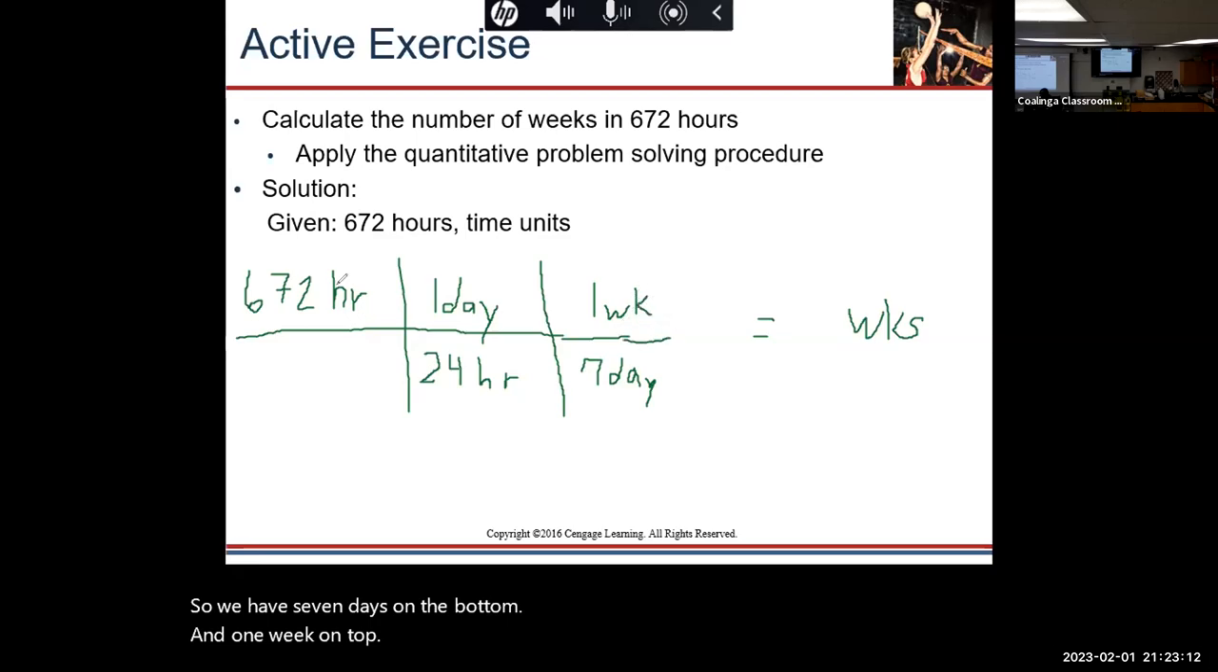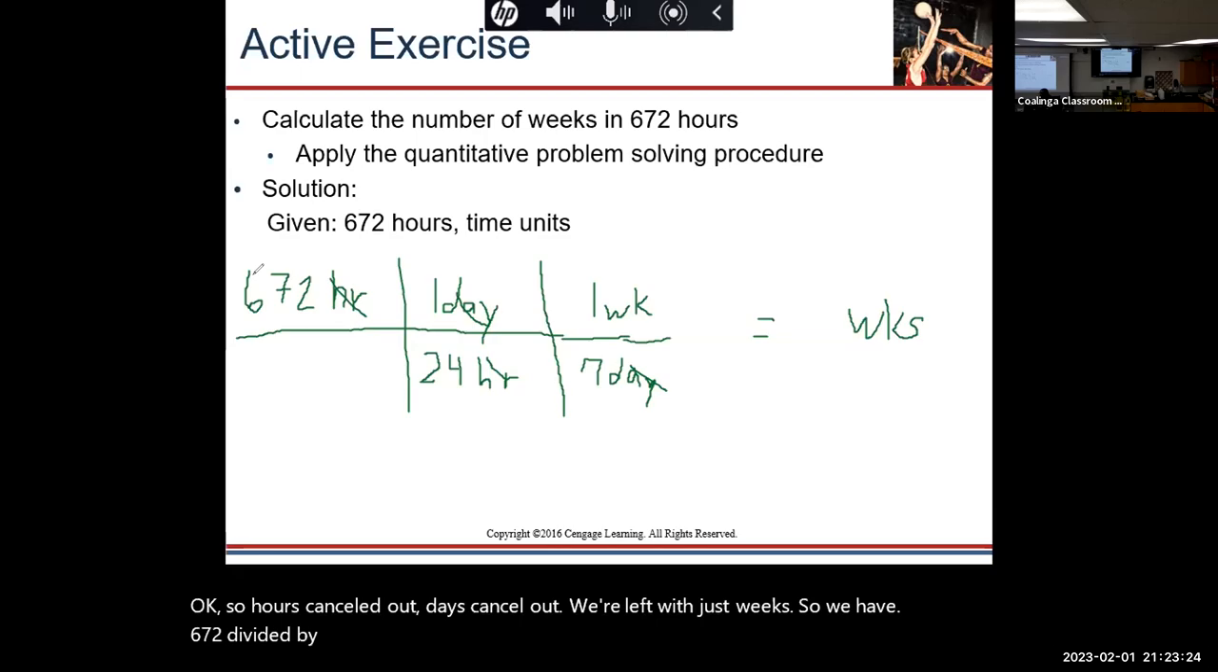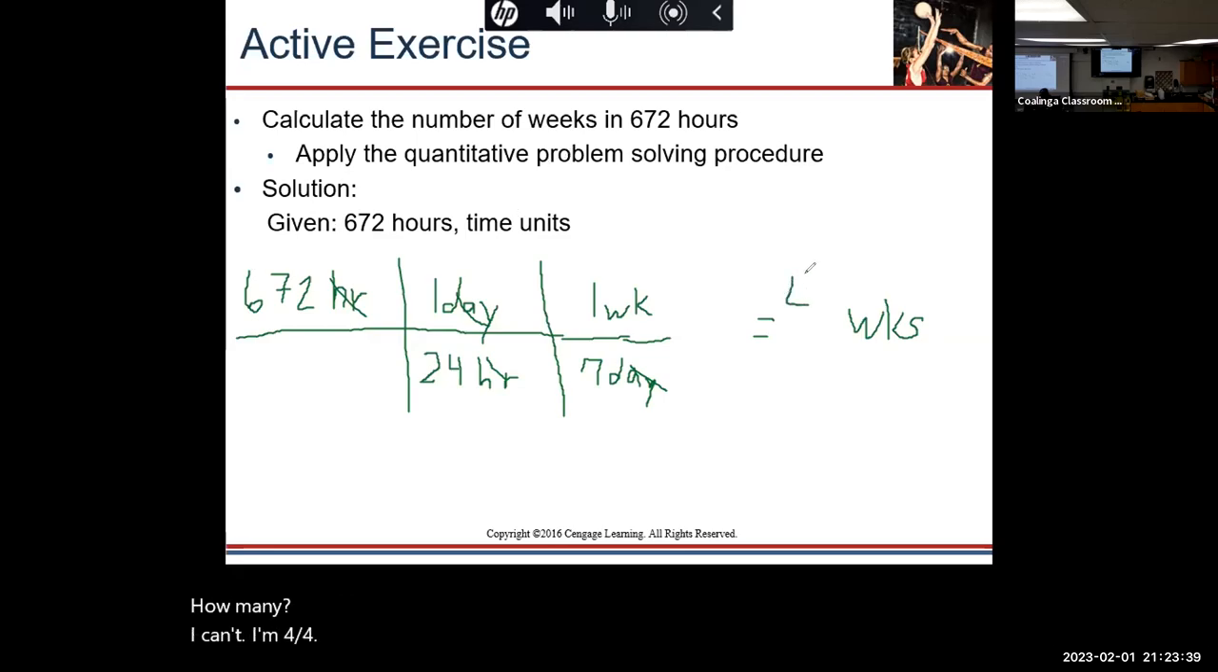Okay, so hours cancel out. Days cancel out, we're left with just weeks. So we have 672 divided by 24, then divide that by 7. What do you get? How many? 4. I can't understand. 4. 4. Hard of hearing, I can't hear out of my ear. Okay, questions?